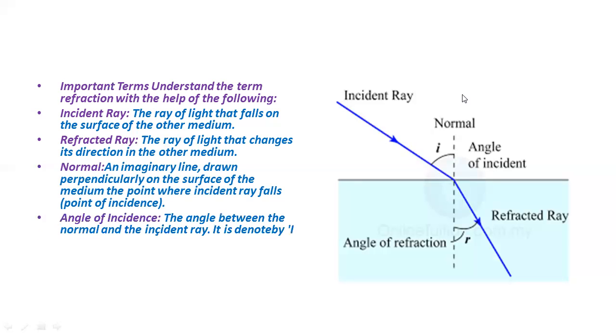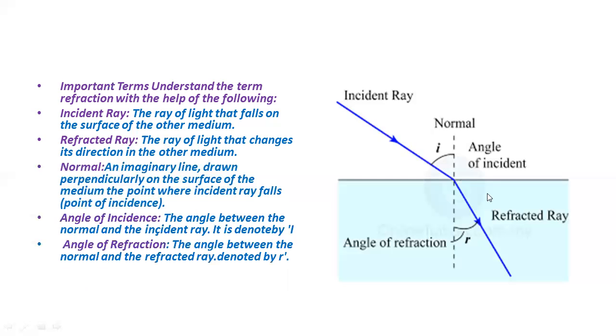Then the angle of incidence. This is the angle of incidence: the angle between the normal and the incident ray, or the angle which the incident ray makes with the normal. It is represented by a small i, also called the angle of incidence.